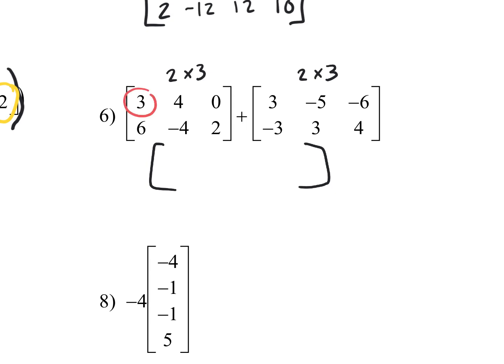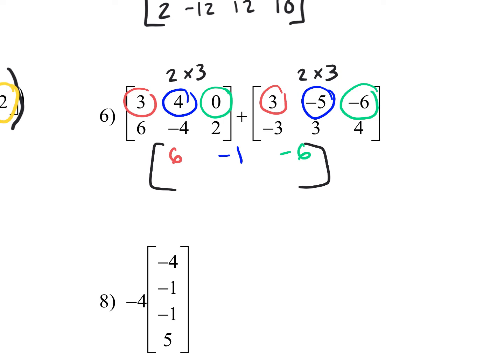So let's start. 3 plus 3 is? Anderson, what's 3 plus 3? 6. Nicholas, what do we do next? 4 plus negative 5. What's 4 plus negative 5? Negative 1. Jordan, what's next? What's the other number? 0 plus negative 6? Negative 6.